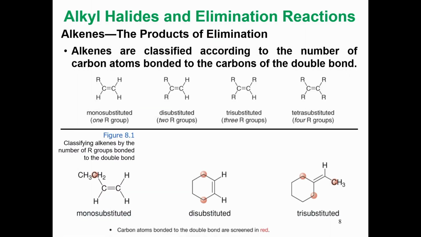These alkenes are classified according to the number of substituents attached to the carbon that is connected to the double bond. So when only one substituent is attached, we say they are monosubstituted. When there are two, they are disubstituted.